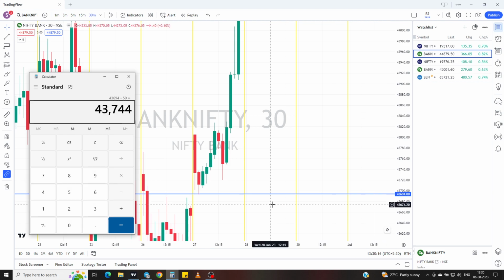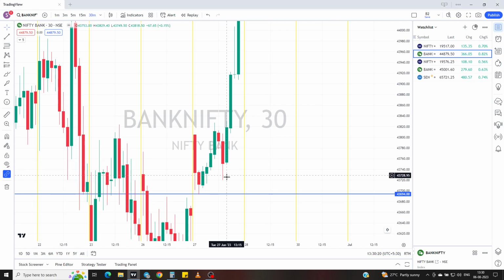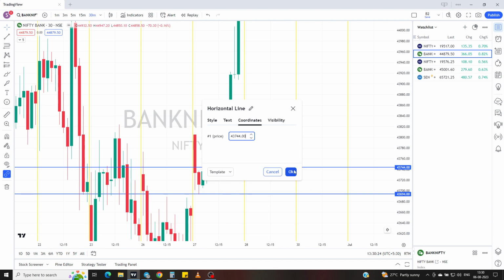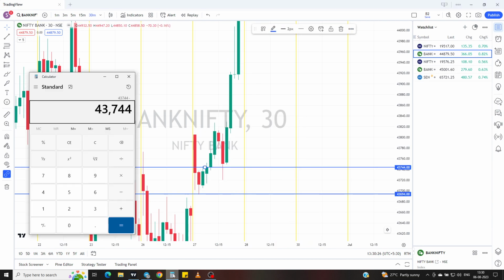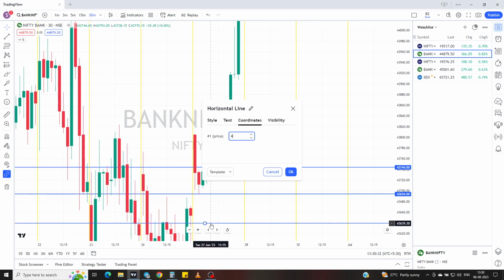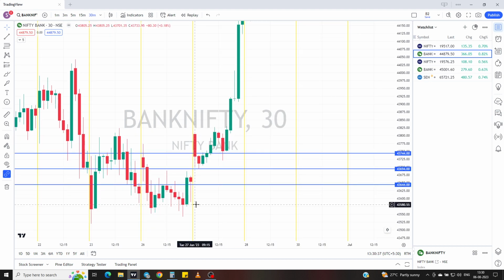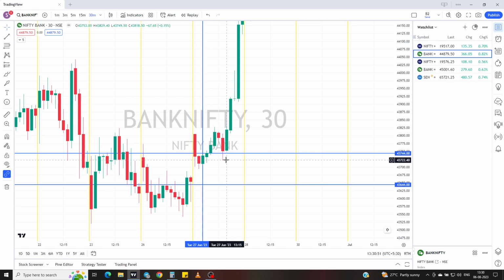You guys can see the low is here, 43694 plus 50 points, that is 43744. Okay. So we have created it. So this is the candle which has given a breakout, and our entry starts from the next candle, so I'll draw a vertical line to be more clear, and I'll delete the central line.